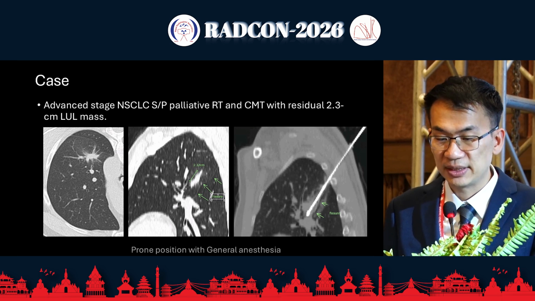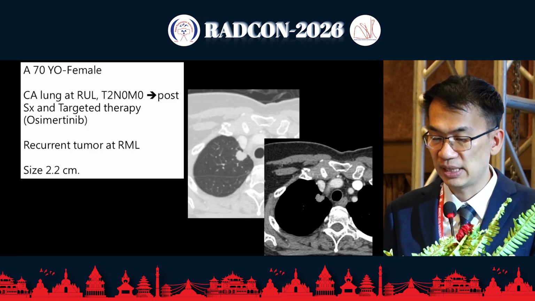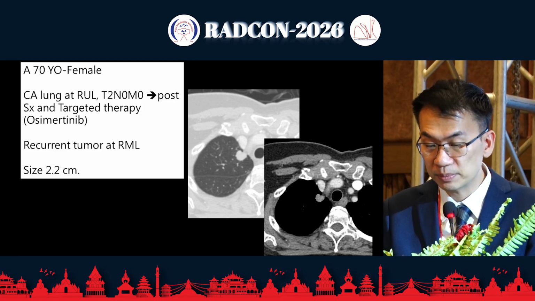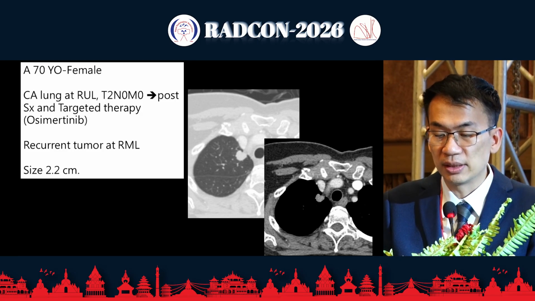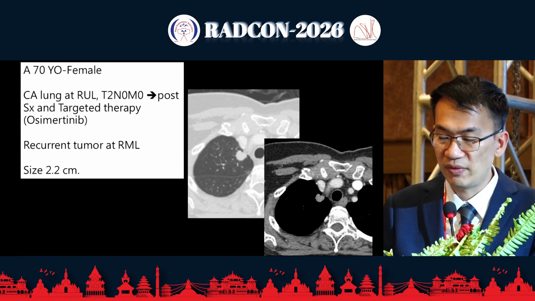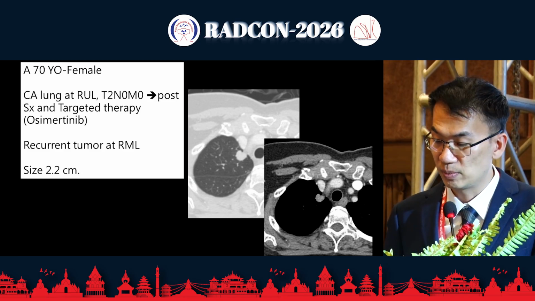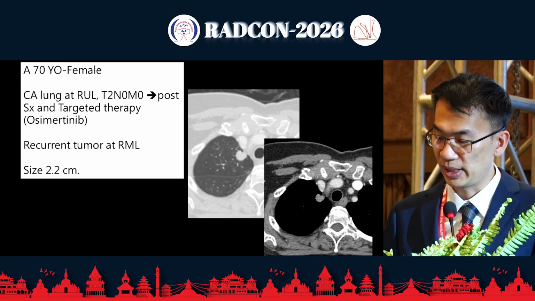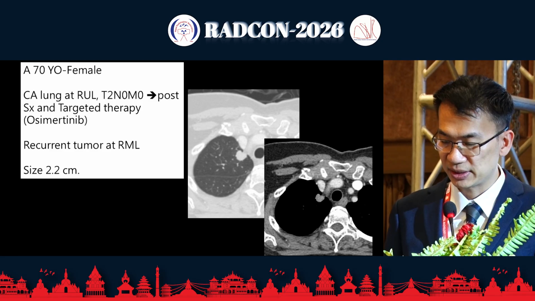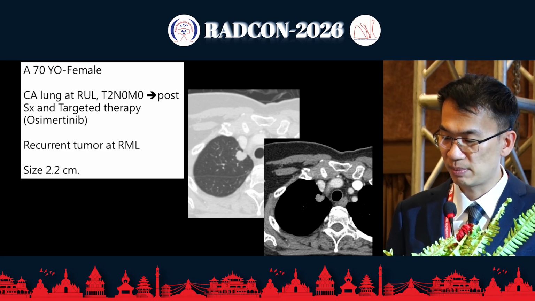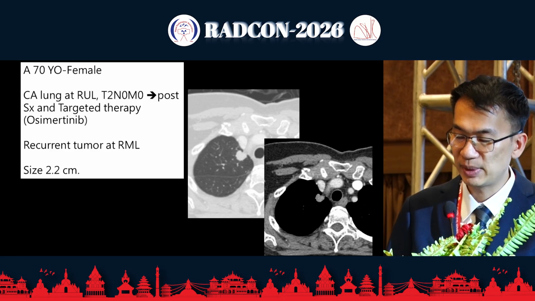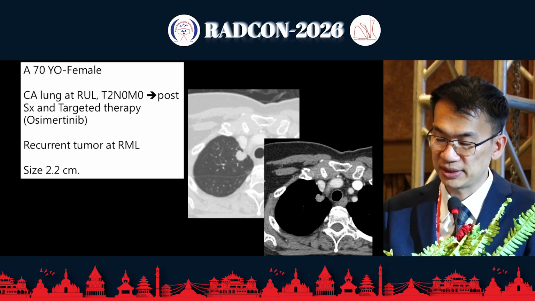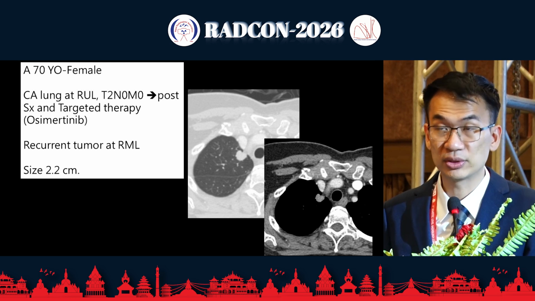Another case is a 70 year old female. Again, the patient had advanced stage disease, underwent surgery, and is now on targeted therapy, having a recurrent tumor at the right middle lobe. This is the right middle lobe because the patient underwent a right upper lung lobectomy. This tumor is about 2.2 centimeters, but what we have to be concerned about, as I mentioned, is that maybe we choose cryo because this is a central tumor close to the visceral pleura.